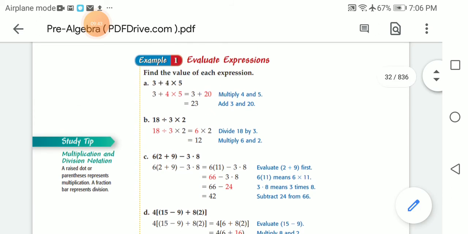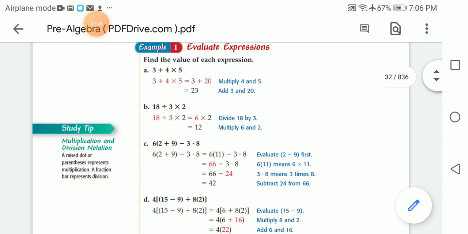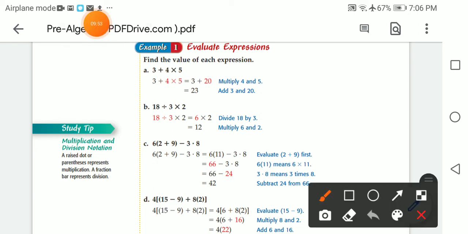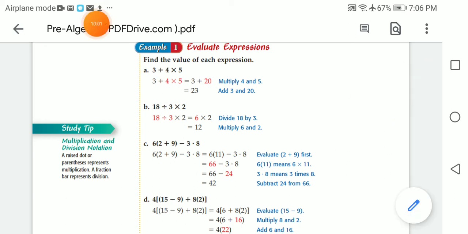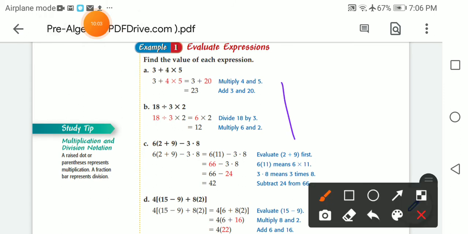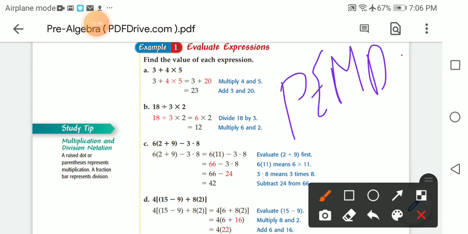So I have here example 1. Find the value of each expression. 3 plus 4 times 5. I will not start my answer without writing PEMDAS to myself. PEMDAS. Give me some space. I will write it again. PEMDAS, because it's very important to solve the problems by using PEMDAS. It's the key of this lesson.